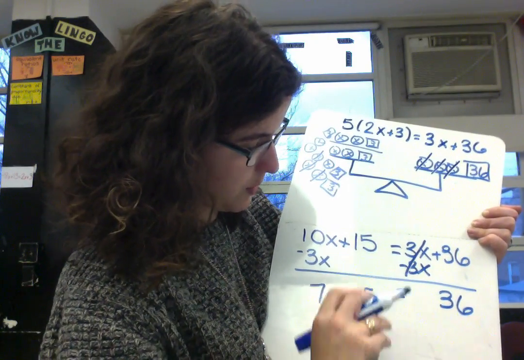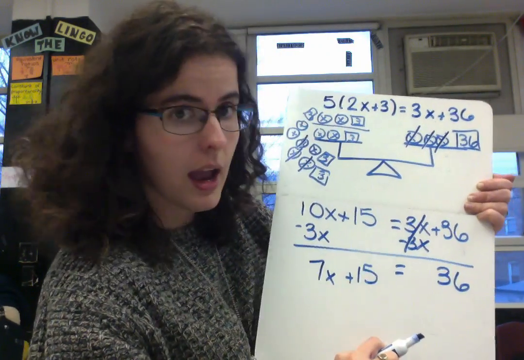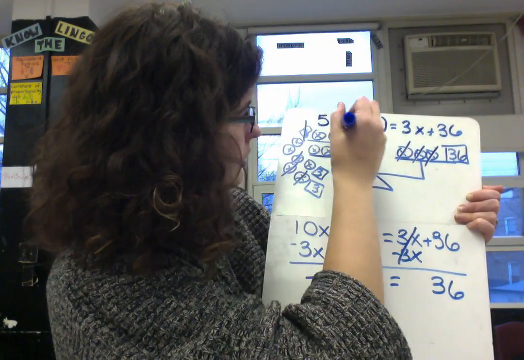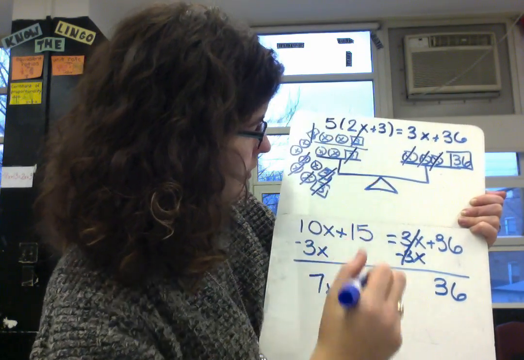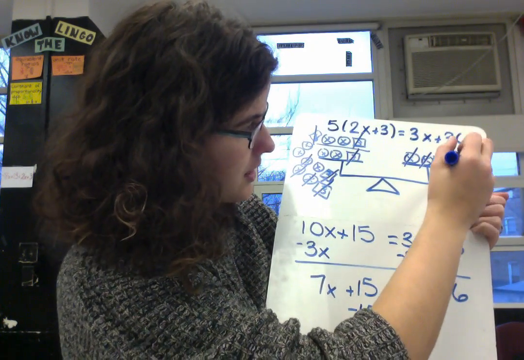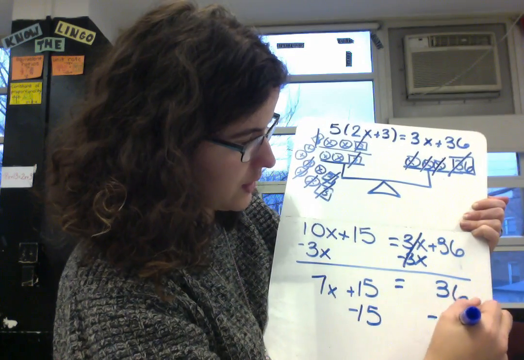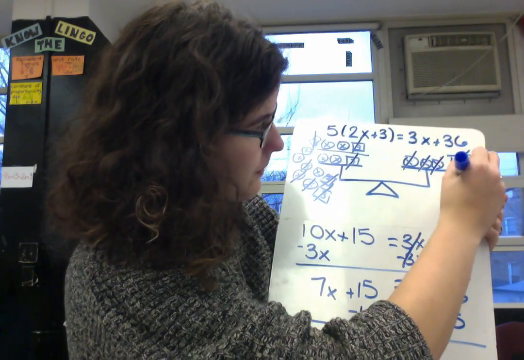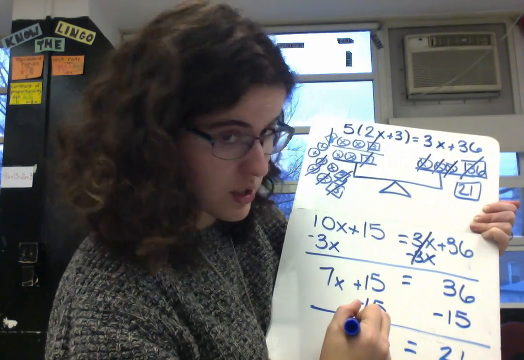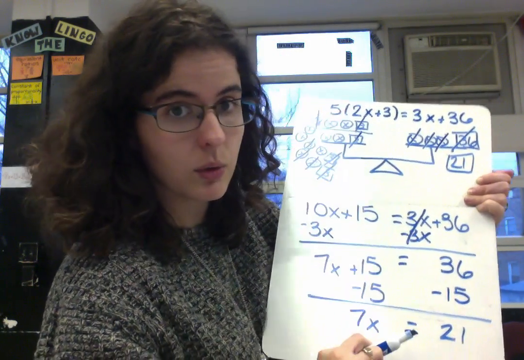as 15 spare change. And then I could take away all of my spare change on this side, subtract 15, do the same on the other side. 36 minus 15 is going to leave me with 21, which leaves me 7x equals 21.